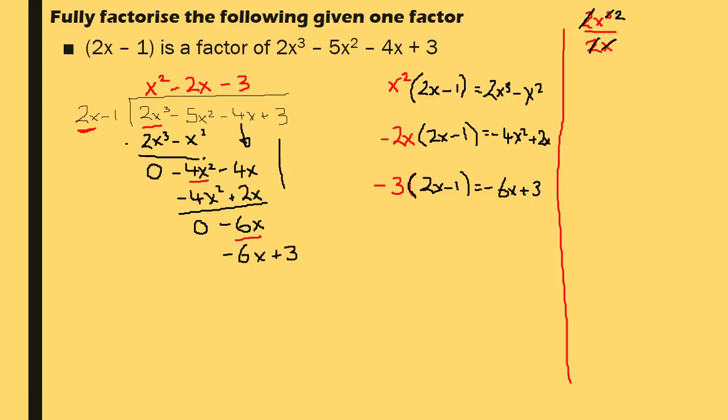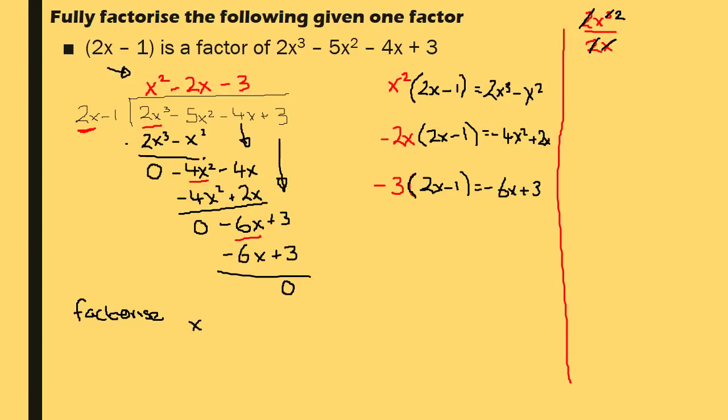I'm going to bring down my last term here, which is plus 3. And then when I take them away to see what remainder I've got, I'm going to have minus 6x plus 3 minus minus 6x plus 3, and that will give me no remainder, which is exactly right, because if that is a factor, then we should get no remainder. The last thing we've got to do, now that we've checked that, is factorize the expression that we're left with up here.